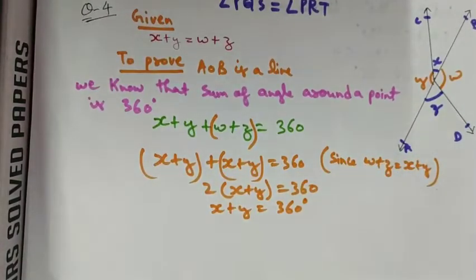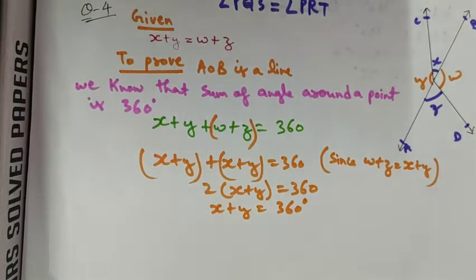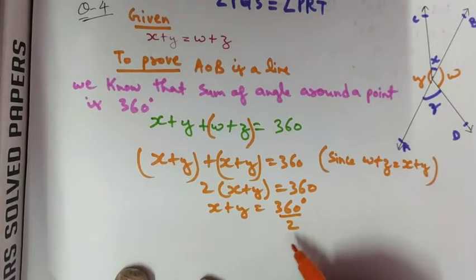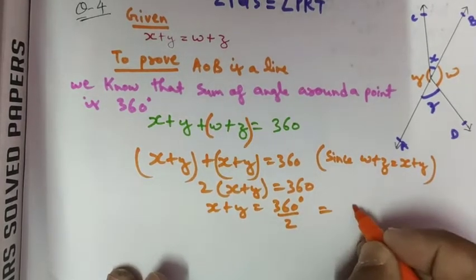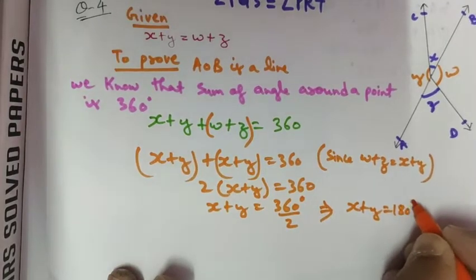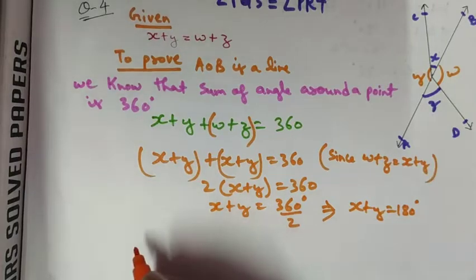And here we can see that X and Y are adjacent angles. Okay. So adjacent angles whose sum is 180 degree. 360 upon 2, that is equal to X plus Y equals 180 degree. Adjacent angles whose sum is 180 degree is a linear pair.